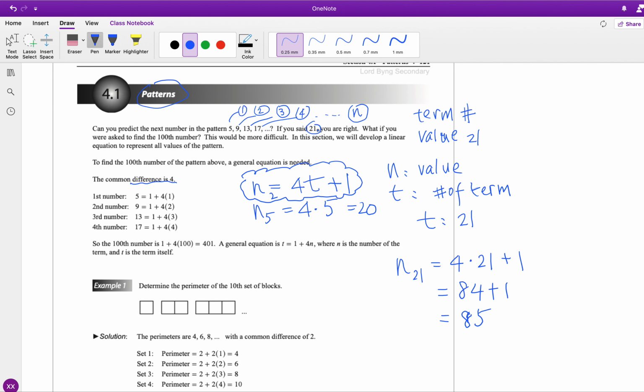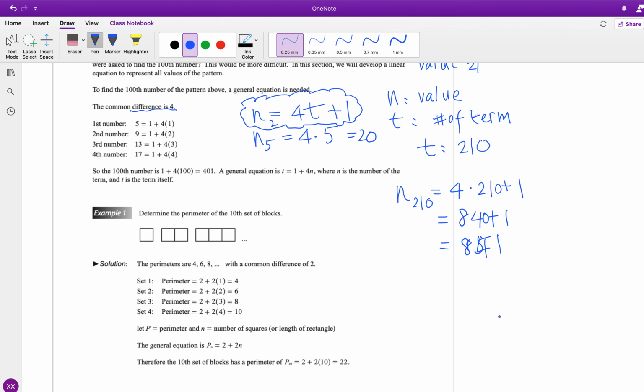My fifth is 21, my sixth is 25. Oh, 25. And my seventh is 29. My eighth is 33. Oh, you just can't keep counting. But by calculation, using the formula, I can count. If the term number is 210, I still can do it. 4 multiplied by 210 plus 1 is 841. You do not have to forever write it out. You can just calculate it.